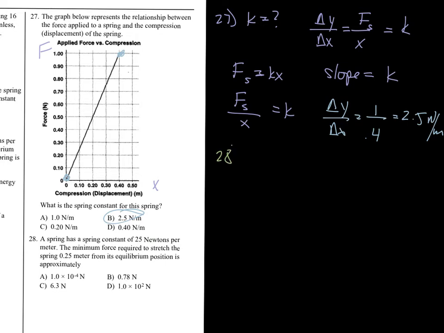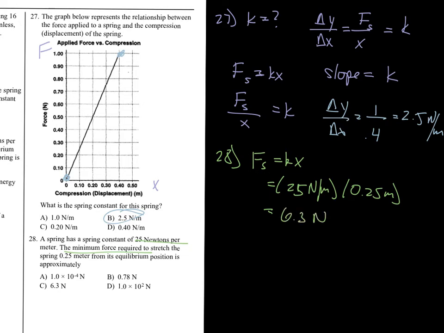Number 28. We're looking for force to stretch a spring. So this is this equation. We've got our spring constant K of 25 newtons per meter times our compression or stretching distance of 0.25 meters. So 25 times 0.25. What is a quarter of 25? That's about 6.3 newtons. Choice C.